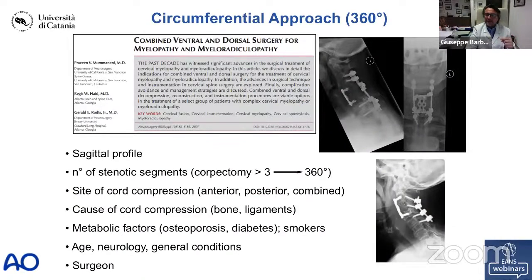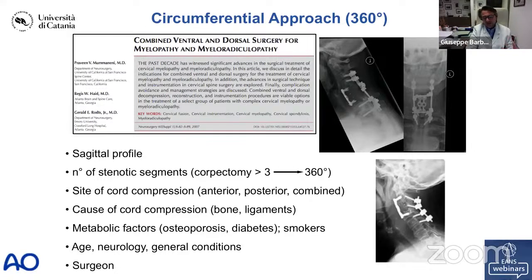What about the circumferential approach? It's another key issue, because there are surgeons trying to perform circumferential approaches very frequently, and others totally ignoring this approach. I think this paper was published many years ago, but still I consider it a landmark paper coming from our colleague Praveen Mummaneni in San Francisco.